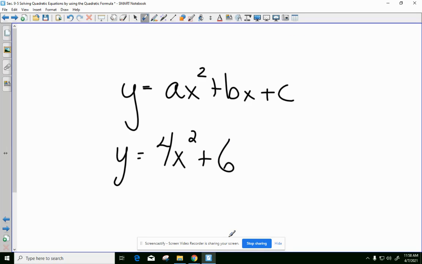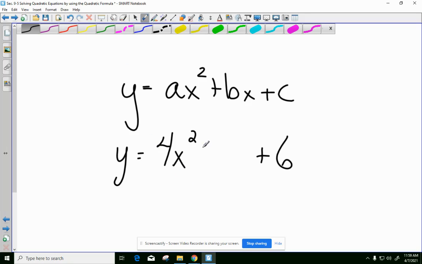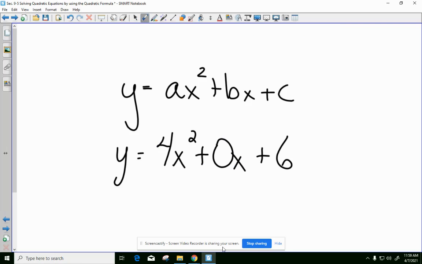If one of those numbers happens to be missing, so let's just say it looks like this. What's the value of A? Still 4. What's the value of B? It's 0. Good, it's not there. And the value of C is 6. So this 6 is really still down there, and truly that's in the middle, but we don't write it that way. So if we're missing a piece, we have to understand which one is associated with which. The A is in front of the squared, the B in front of the X, and then the C is that constant on the end.